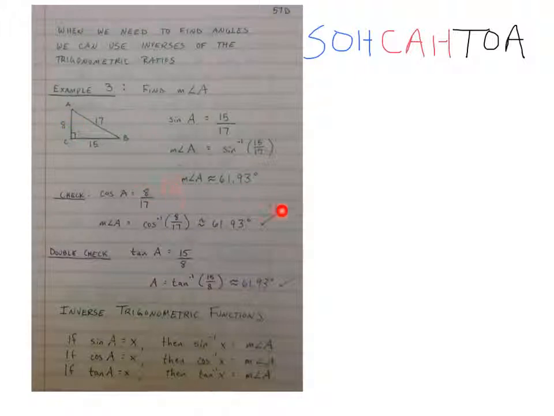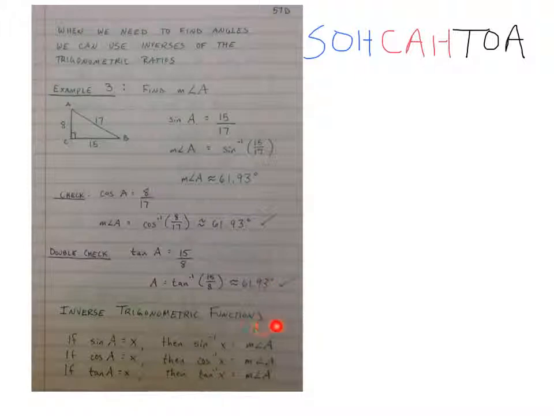And I've shown a check here using the cosine inverse, because cosine of A is going to be adjacent over hypotenuse, or 8/17. And if we do cosine inverse of 8/17, we find that A is also, again, 61.93. Excellent, it checks out. And we do a double check just to see the tangent inverse works the same as well. Tangent of A is going to be opposite over adjacent, so 15/8. The inverse tangent of 15/8 also gives us 61.93. So all three trig ratios show us what angle A is.